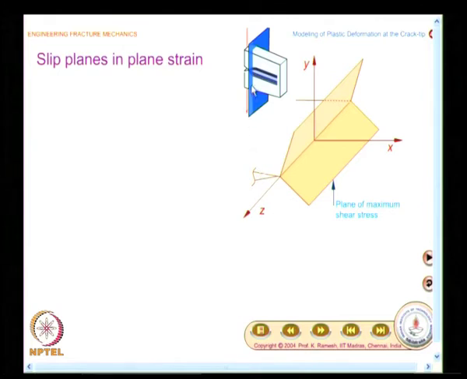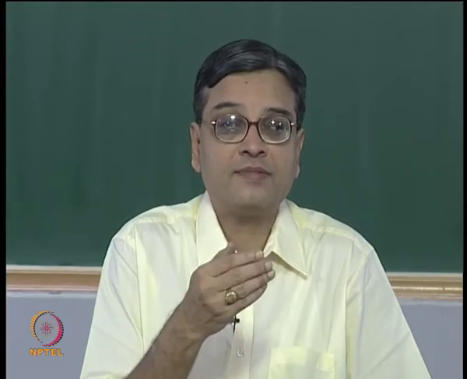What you will have to note is, this is in a state of plane strain, and in the case of plane strain the maximum shear stress plane is in the plane of x and y, and the planes are shown like this. And you have to recognize the planes of maximum shear stress would be different when you go to plane stress. This really matters. This dictates what is the mechanism that precipitates propagation of crack.